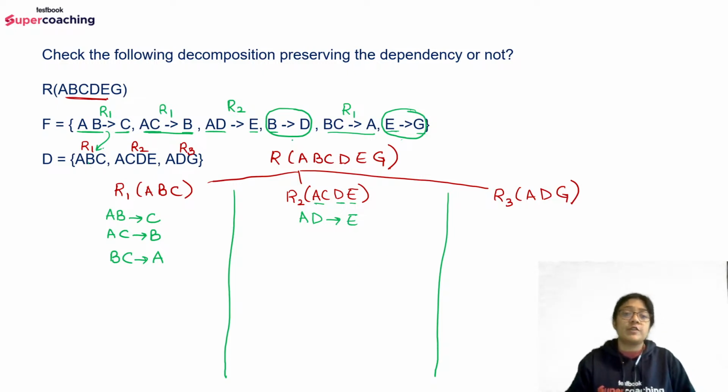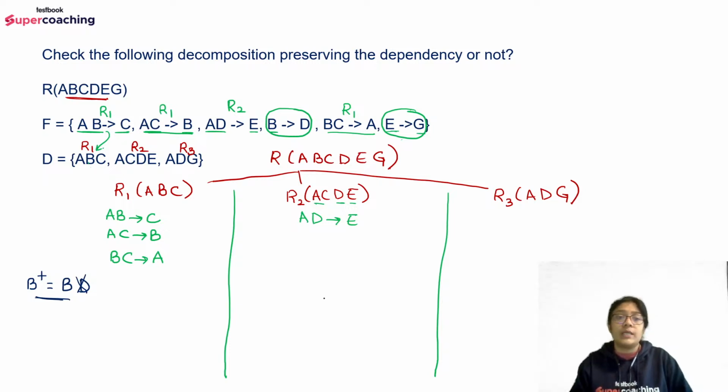Now we will check. First of all, let's try with B determines D. B is a part of relation R1. Let's find out B closure here. B is determining D. That's it. So in this subrelation D is not a part. So starting from B, no non-trivial functional dependency is possible in any other subrelation, because attribute B is only a part of the subrelation R1. That means this dependency is not preserved. Anyhow, if even one dependency is not preserved, the answer is not dependency preserving.